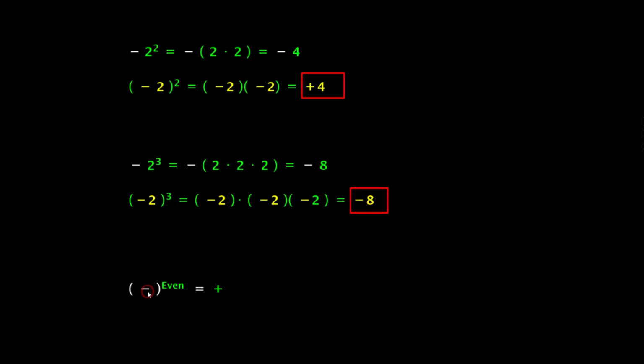So if we have a negative to an even exponent, our final answer is positive. Very important. And if we have a negative to an odd exponent, the final answer is going to be negative. If it's positive, positive always remains positive. But these are the two very important points we should learn to simplify exponents.